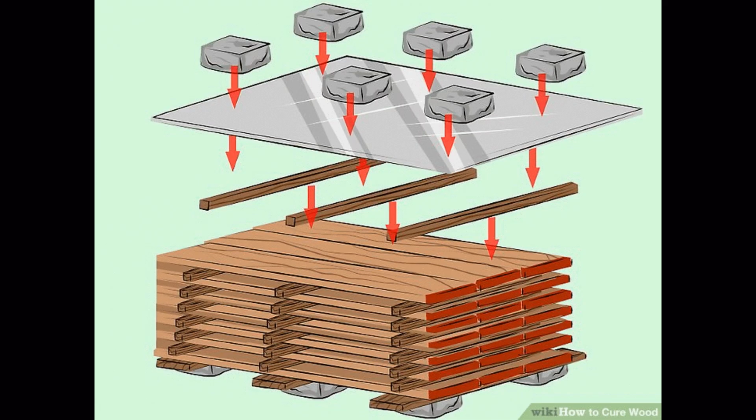Retrieve a sheet of metal that is 3 to 4 inches (7.6 to 10 cm) longer than the pile on each side. Place the metal sheet on top of the timbers. Place cement blocks on top of the metal sheet to keep the roof in place. Place the cement blocks in direct alignment with the stickers.